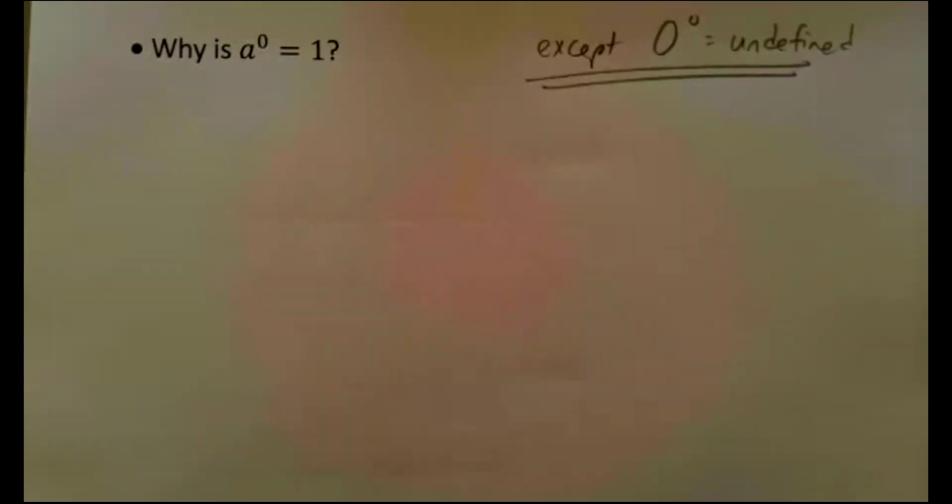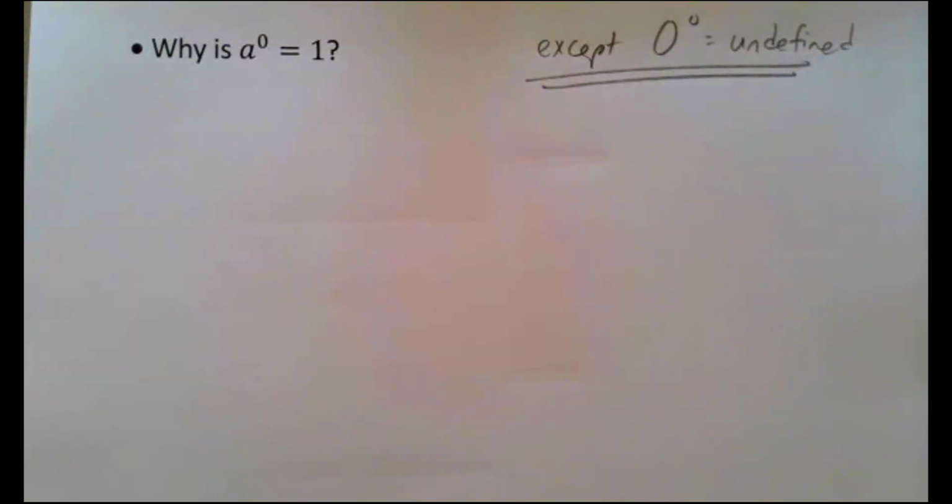Do it on your own calculator. You're going to see it better. I know you can't see this very well. But anything to the power of 0, except for 0 to the 0, your calculator is going to tell you 1, because it is equal to 1. But let's talk about why.